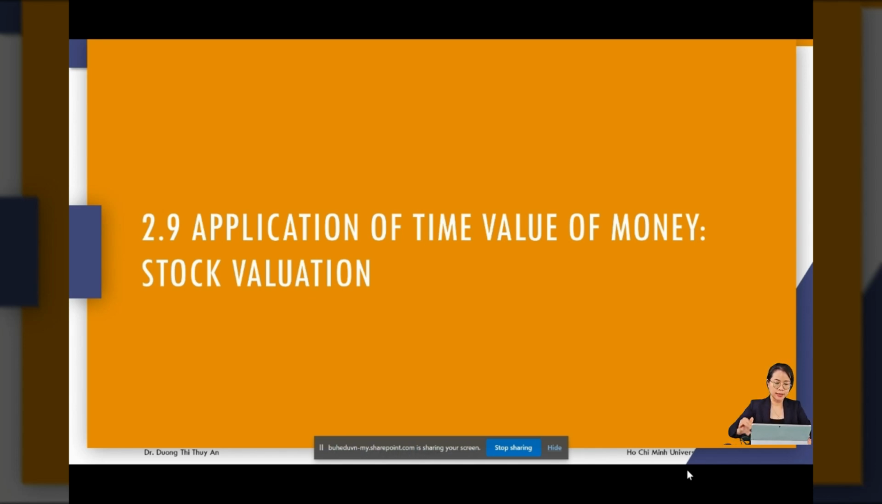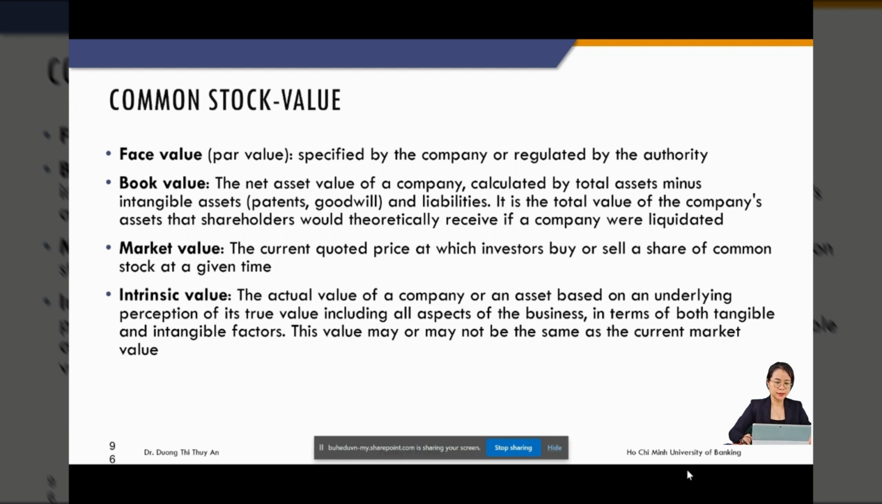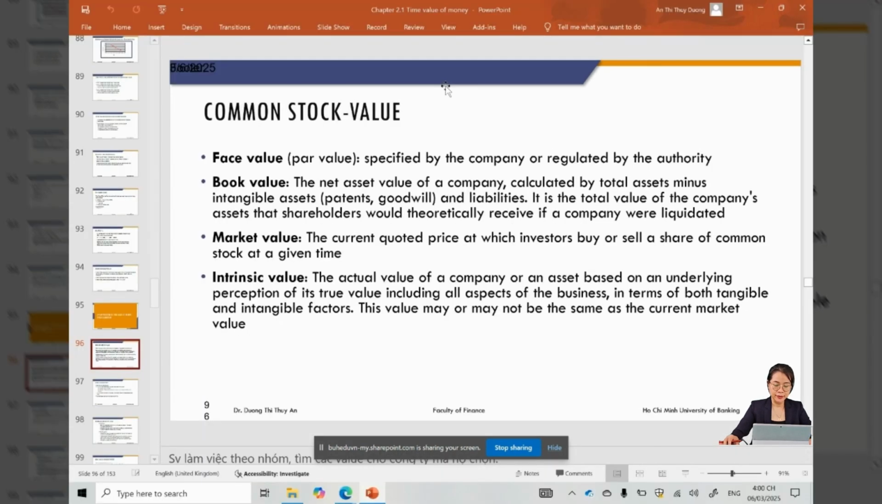And first of all, let's take a look at different common stock values. We have face value, book value, market value, and intrinsic value. Face value, giá trị mệnh giá; book value, giá trị sổ sách; market value, giá trị thị trường; and intrinsic value, giá trị nội tại. To see the difference between them, let's take an example in real life.